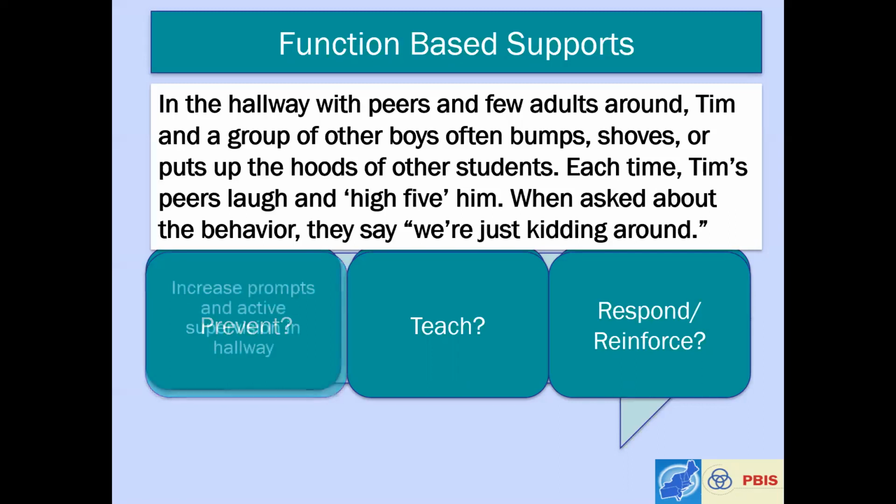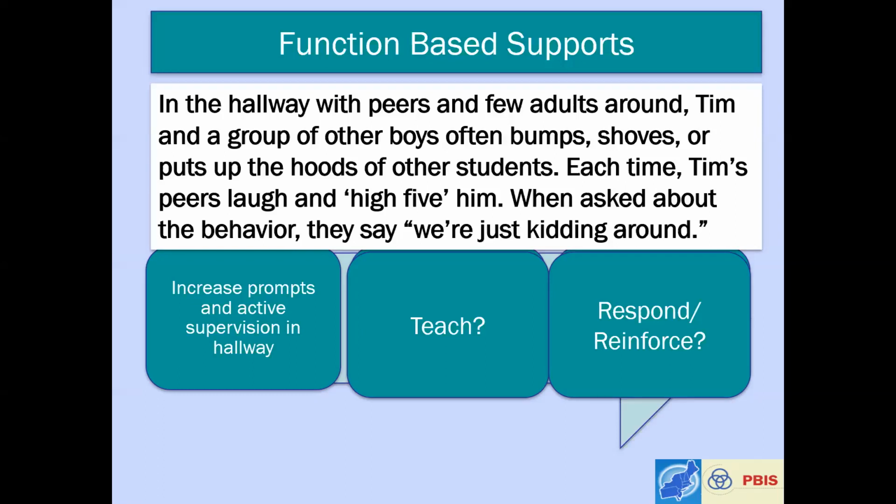Well, if I was a teacher in that school, maybe I would try to increase the number of prompts that I provide to my students, or have more active supervision by adults in the hallway. Maybe they need more monitoring at certain periods of time than others. That's a great idea. What will we also need to teach to the students?